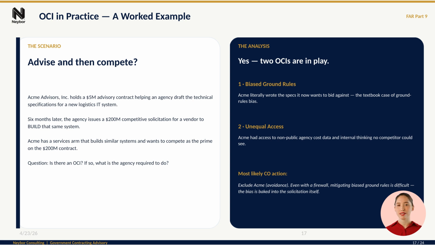The lesson for Acme? If they wanted a shot at the build contract, they needed to structure the advisory engagement differently from day one, perhaps by scope-limiting the spec work, or by contractually agreeing up front that they wouldn't compete on follow-on implementation.